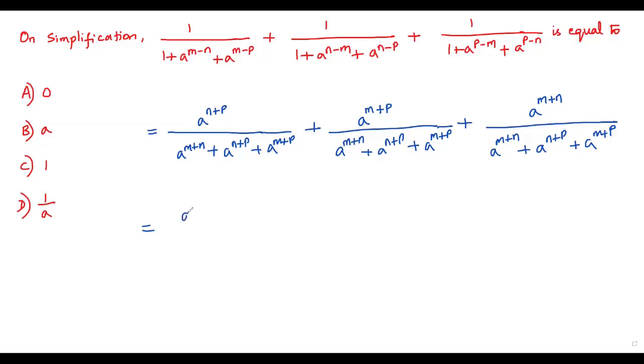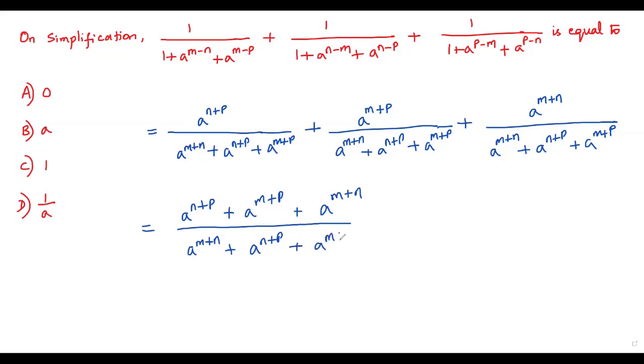Then I'm getting a to the power of n positive p, positive the second numerator, a to the power of m positive p, and the third one, a to the power of m positive n. And we have the common denominator for all the three fractions, that is a to the power of m positive n, positive a to the power of n positive p, positive a to the power of m positive p.